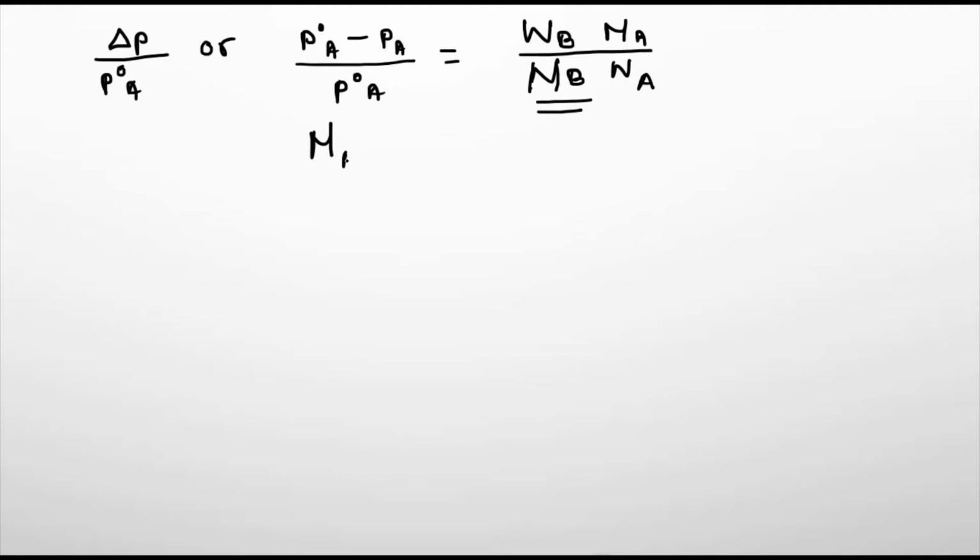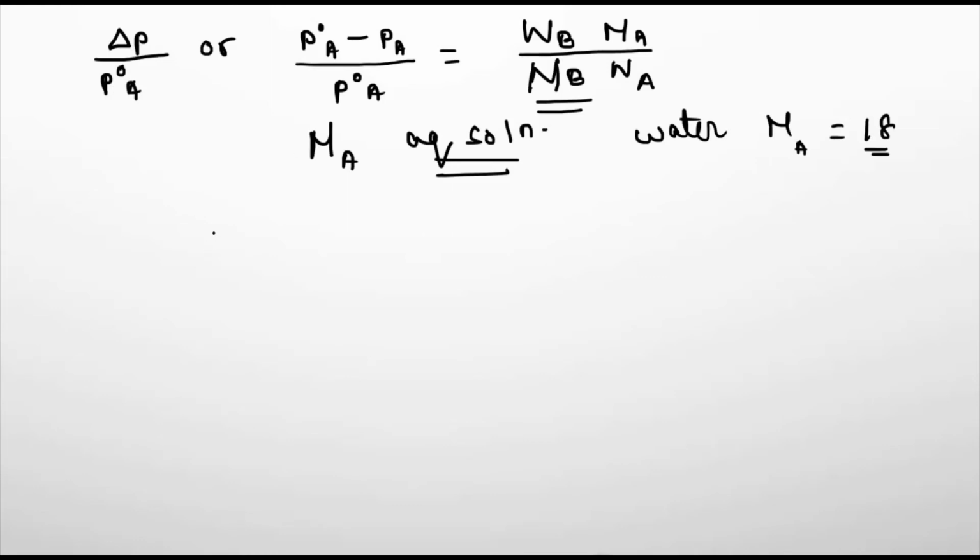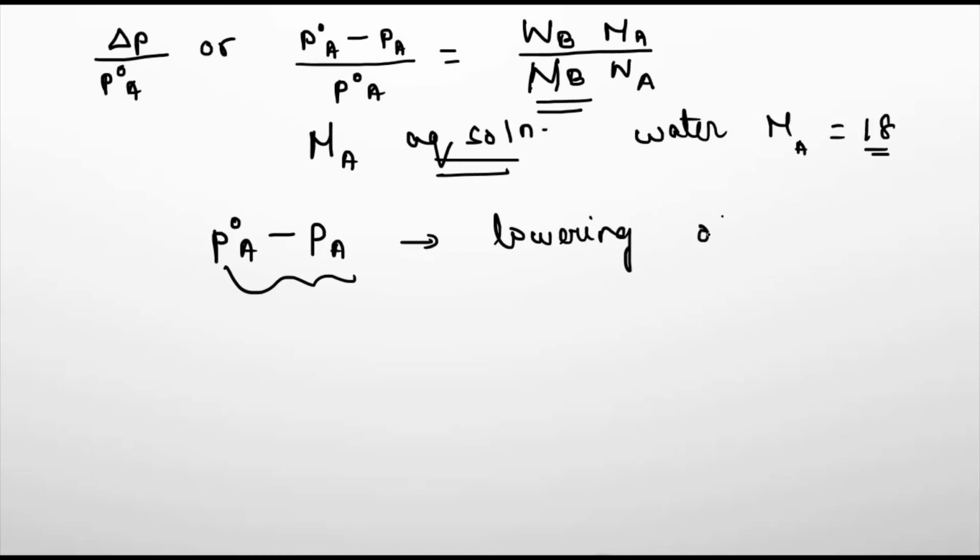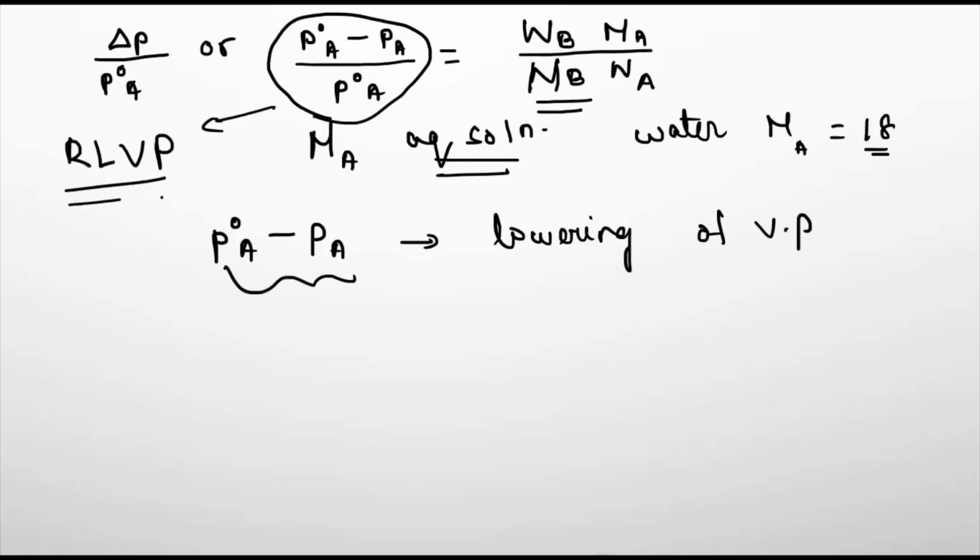Now if in the question an aqueous solution is given, that means the solvent is water, and the value of Ma in such questions will be 18. One more thing you have to remember is that P naught A minus PA simply represents the lowering of vapor pressure, and delta P by P naught A represents our relative lowering of vapor pressure. Hope up to this it is clear. Thank you.